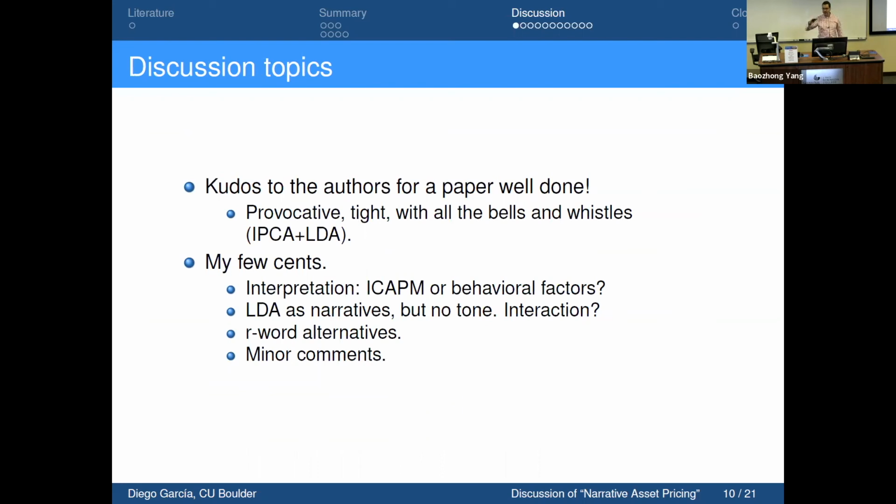It's provocative, it's tight, it has all the bells and whistles, merging these 2 techniques, the sparse principal component analysis, and then these topics, this LDA model from the text. And in the spirit of scientific discourse, I'm going to give you my few cents, the things that I still don't quite understand. Interpretation is going to be the main one. That's kind of a cheap shot, but I think it's relevant.